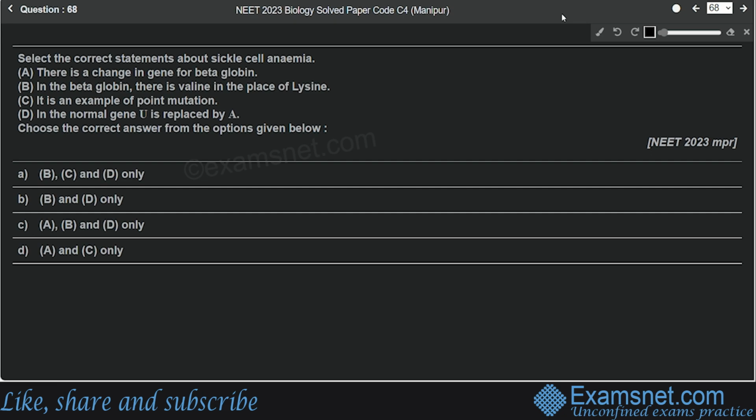Question number 68 is from the chapter Molecular Basis of Inheritance. Here we have to select the correct statements about sickle cell anemia. The first statement says that there is a change in the gene for beta globin. So this is a correct statement, because the mutation occurs in the gene for beta globin. Then the second statement says in the beta globin there is valine in place of lysine. So this is incorrect because in the beta globin valine is substituted for glutamic acid, not lysine. Third statement says it is an example of point mutation. This is a correct statement again, because there is a change in a single nucleotide in the DNA. Therefore it is point mutation.